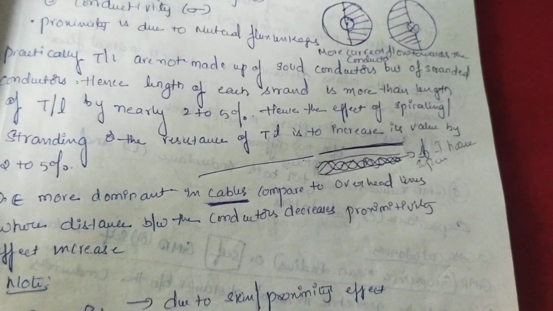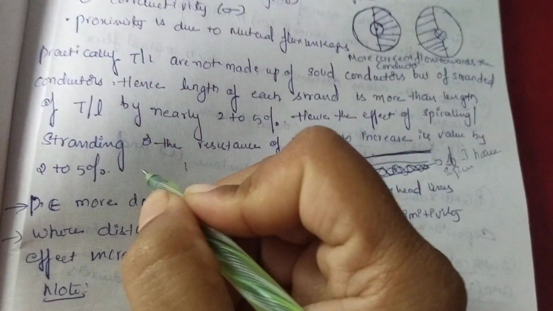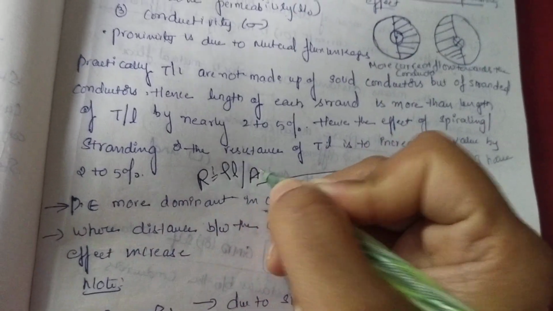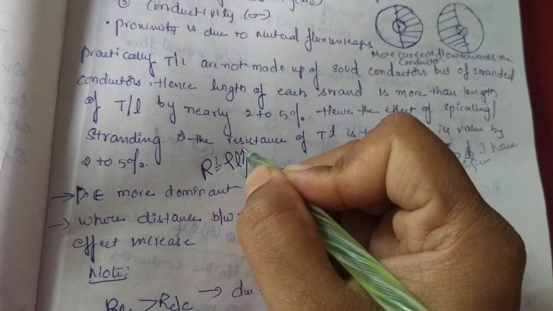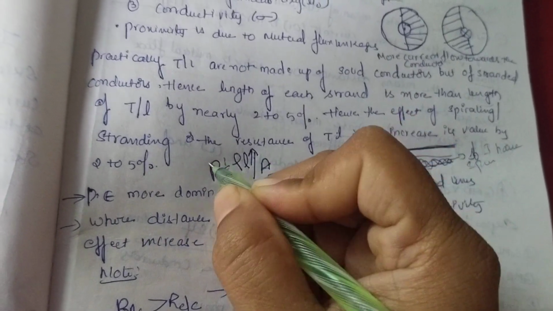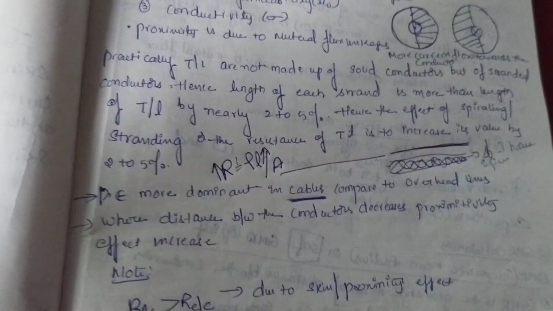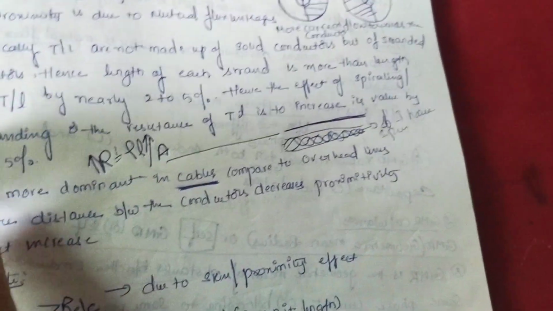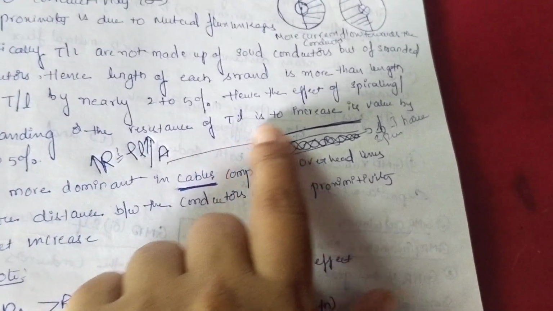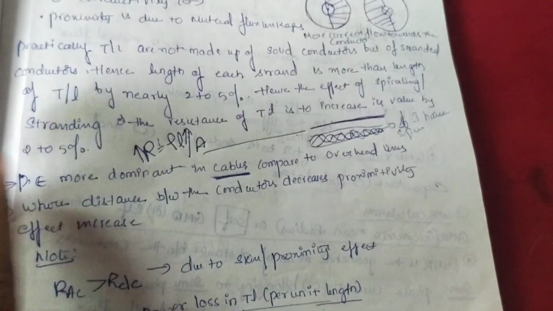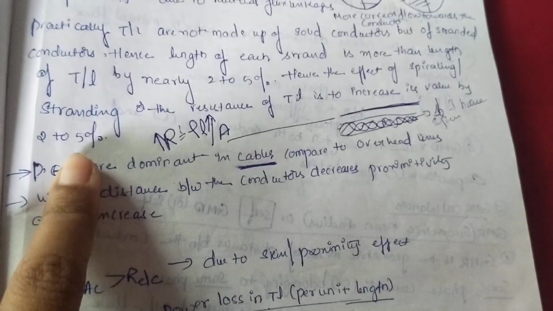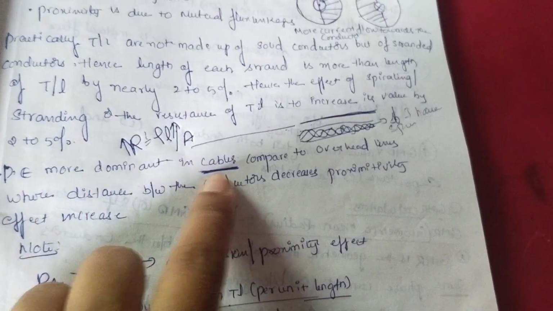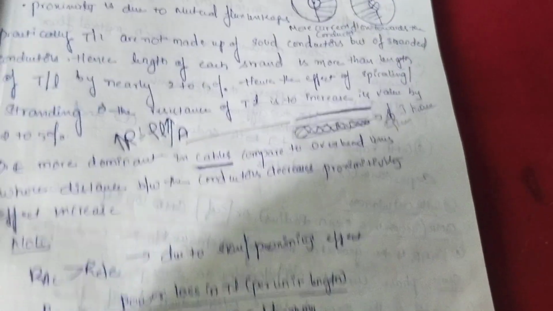resistance depends on length. If we see the formula, R is equal to rho L by A. Due to spiraling, the length of the conductor is increased, and the resistance is also increased. How much is it increased? 2 to 5%. Hence the effect of spiraling and stranding is to increase the resistance of the transmission line by 2 to 5%. This one you have to remember, it is more dominant in cables.